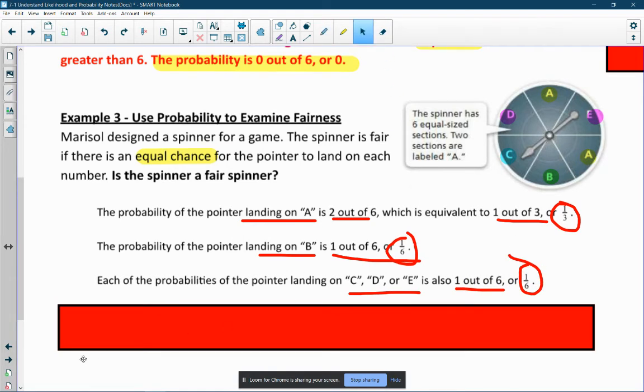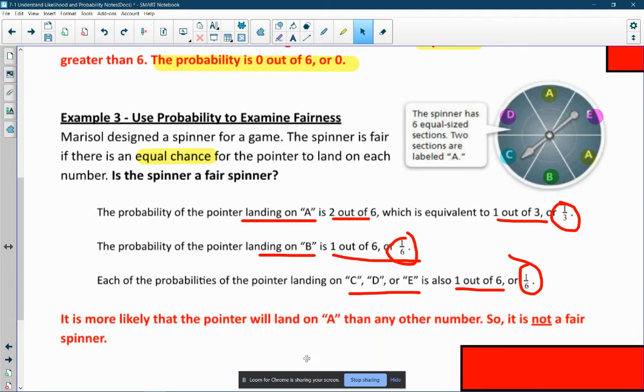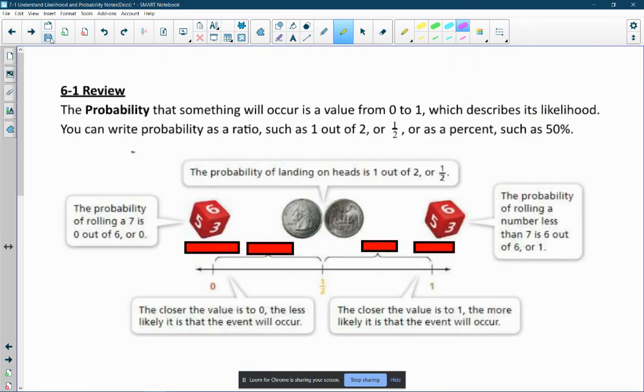So like we said, they all have to be the same, an equal chance. So we can say it is more likely that the pointer will land on A than any other number. So this is not, N-O-T, not a fair spinner. Okay, they all have to be the same. They all have to have the same number of spaces. Okay, so in review here on the back, probability is the likelihood that something will occur. And we use values 0 to 1. Basically, the closer something is to 0, the more unlikely it is to happen. The closer it is to 1, the more likely it's going to happen.